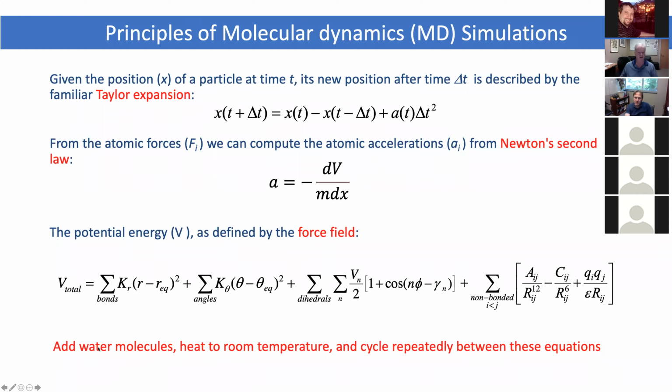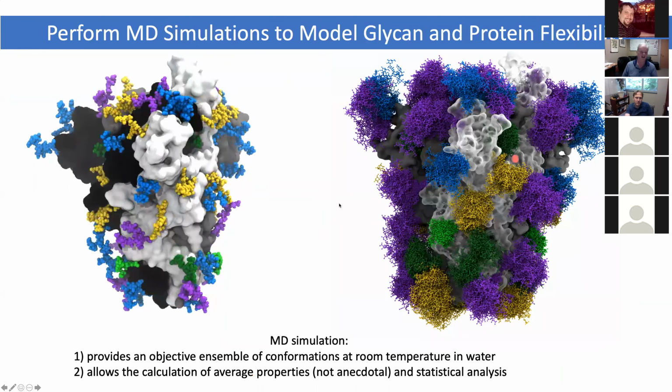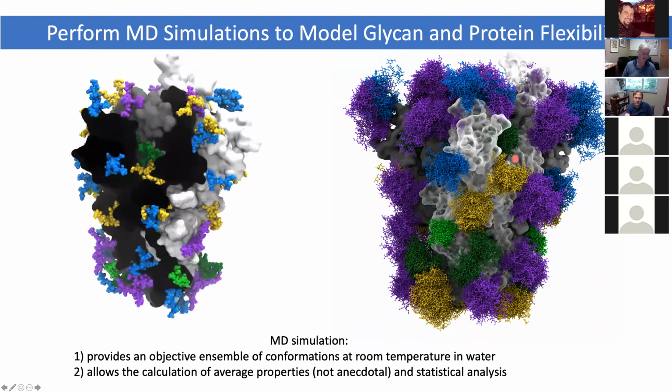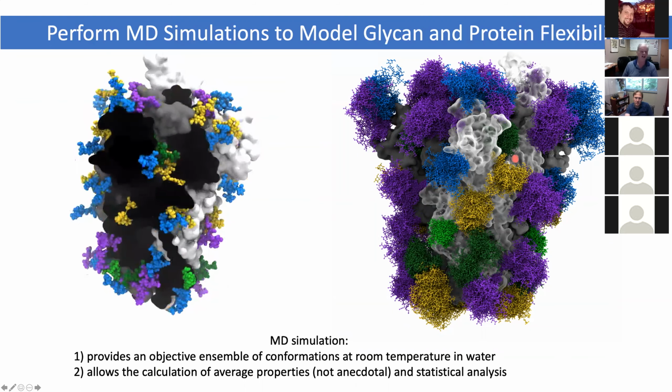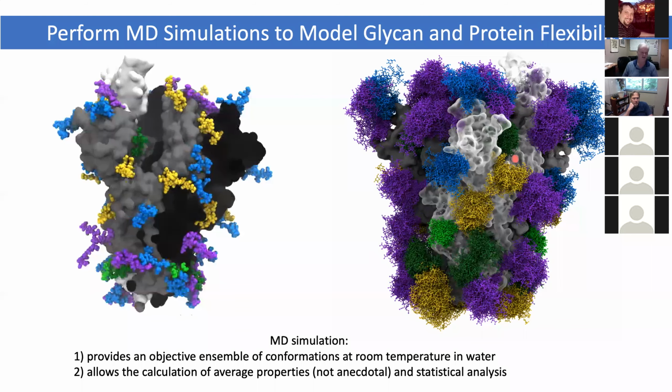To make it accurate, we add water and we heat it to room temperature. And from that, we get something like this. So this is our spike protein. We started off with the glycans in the position that we arbitrarily added them in. And now we've warmed it up to room temperature, surrounded it with water and counterions, and let it move.